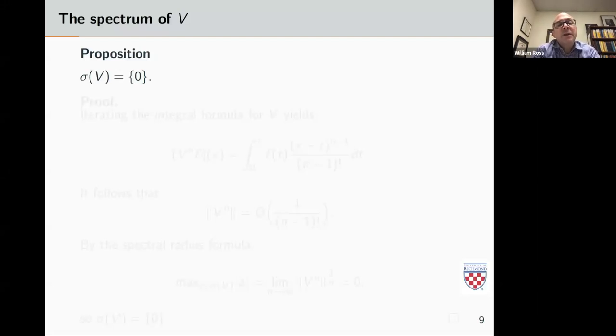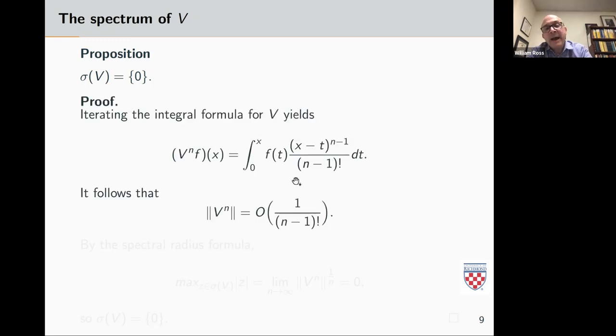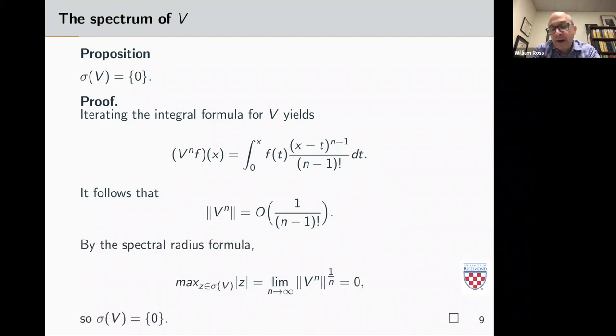Our approach here is going to be to use the spectral radius formula via the Beurling-Gelfand theorem. In order to do that, I need to know what powers of the operator are. So if I integrate the formula for the Volterra operator n times, you can sort of see I'm integrating x to the n. You have to switch the limits of integration. Then look at a similar estimate I got for the norm of the Volterra operator, and you're going to see that the norm of V to the n decays like 1 over n factorial.